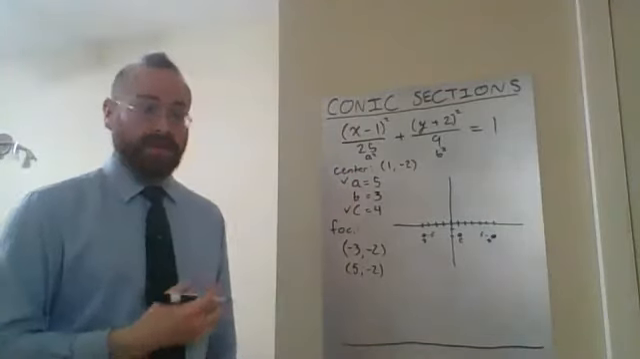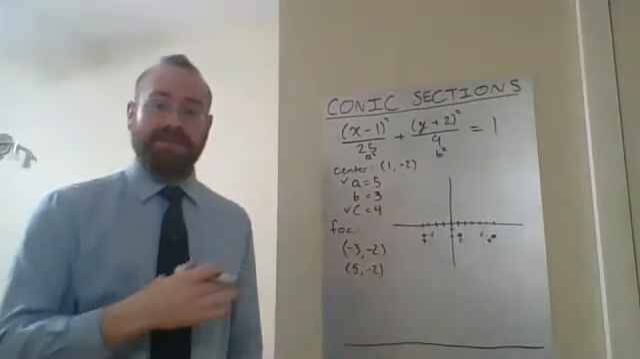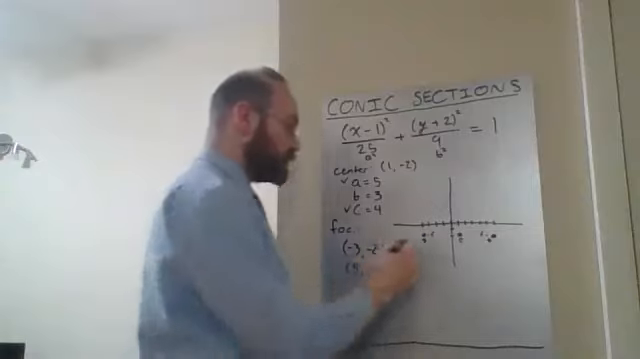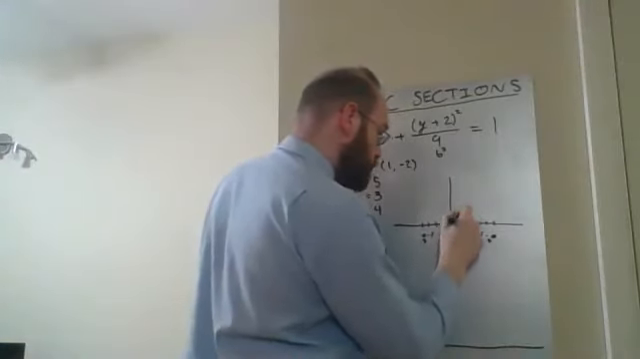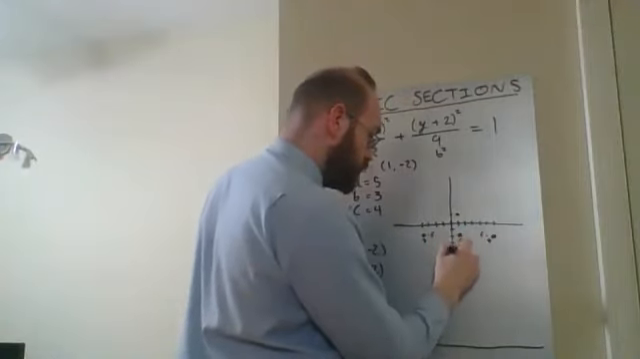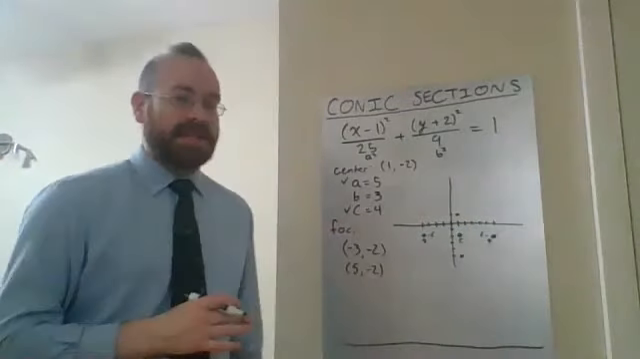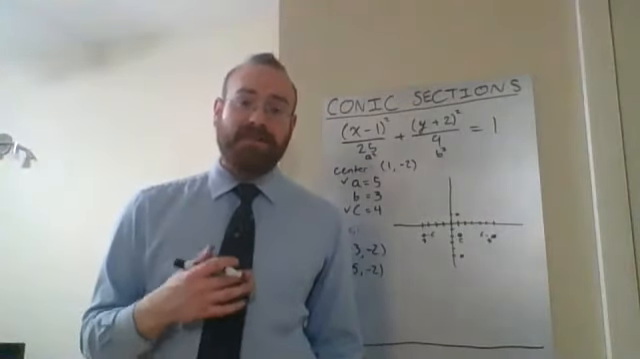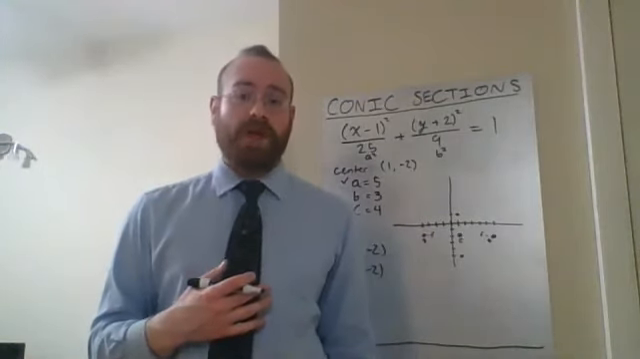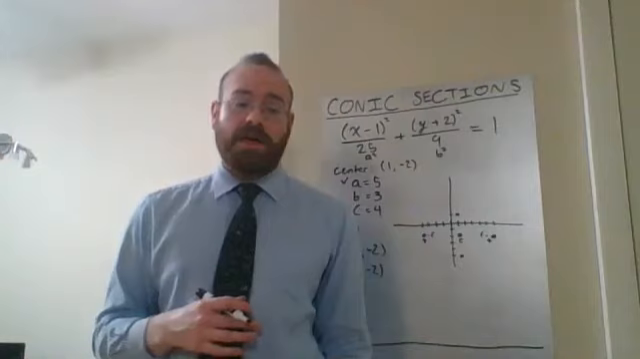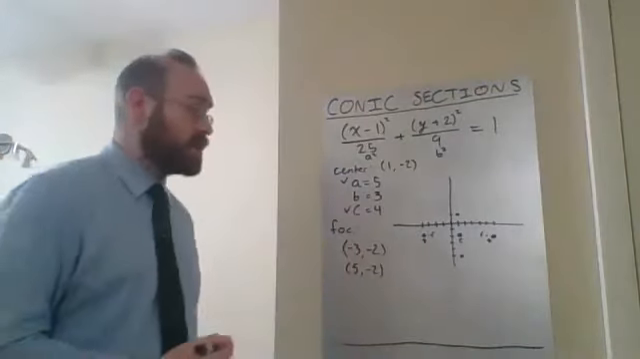So that checks off using A and C. So now we have to use B. Because B was with our y term, telling us how far to go up and down from the center. So we're going to count up 1, 2, 3 spaces, and then down 1, 2, 3 spaces. Notice that I did not label these points. They are technically not vertices. I have at times heard them referred to as co-vertices, but we don't need to worry about labeling them. We just need to have them there.